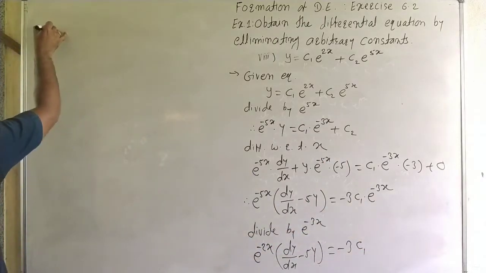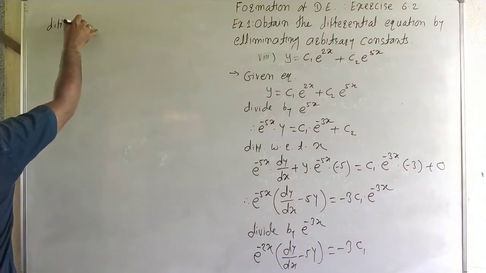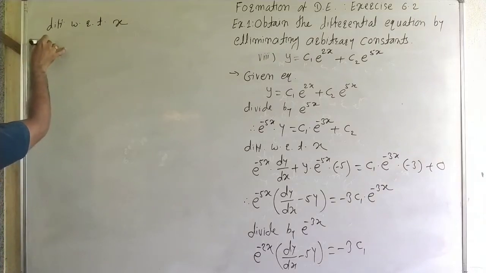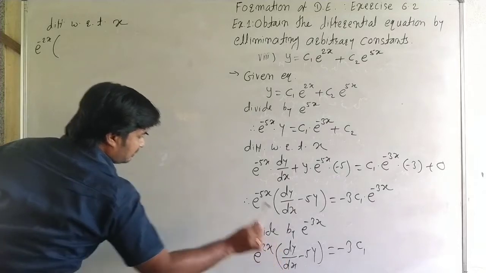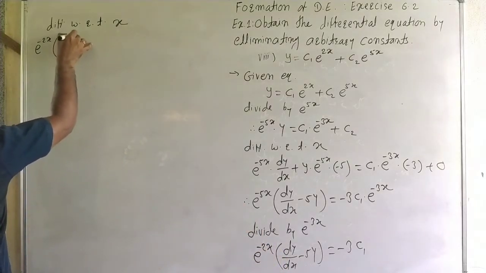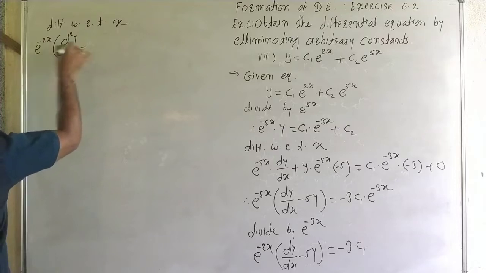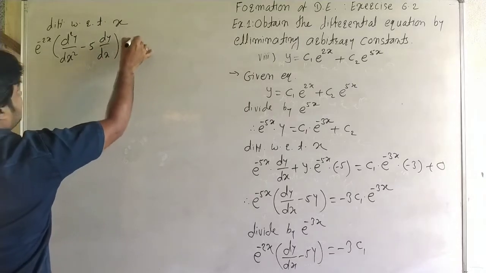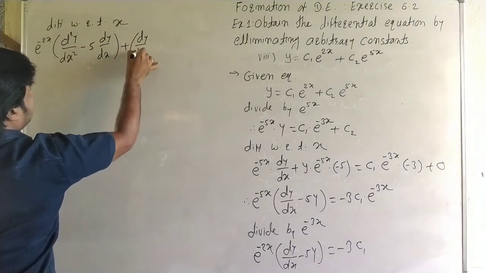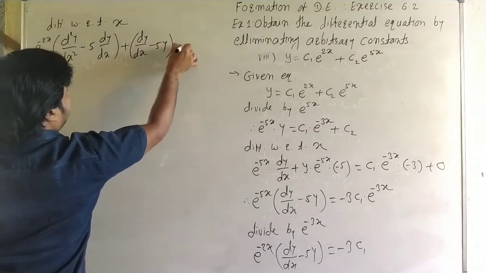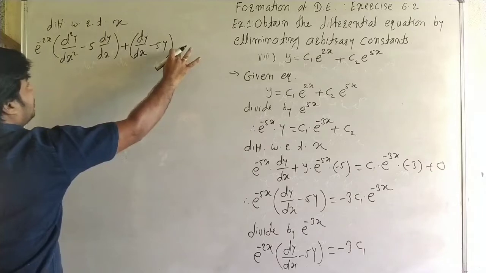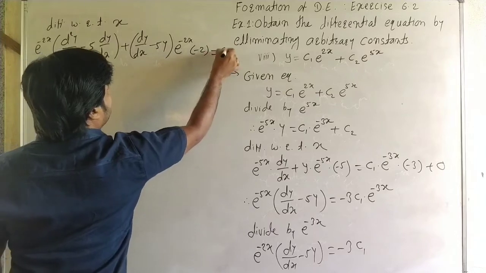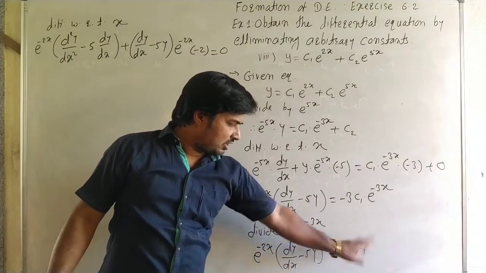Now differentiate with respect to x. Again u into v. First function as it is, derivative of the second function, d2y by dx2 minus 5 dy by dx, plus second as it is, dy by dx minus 5y, into derivative of the first function. First function is e to the power minus 2x, into minus 2, and is equal to 0. Derivative of minus 3c1 is 0.